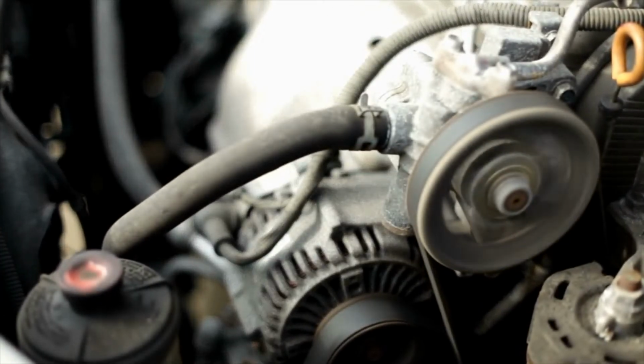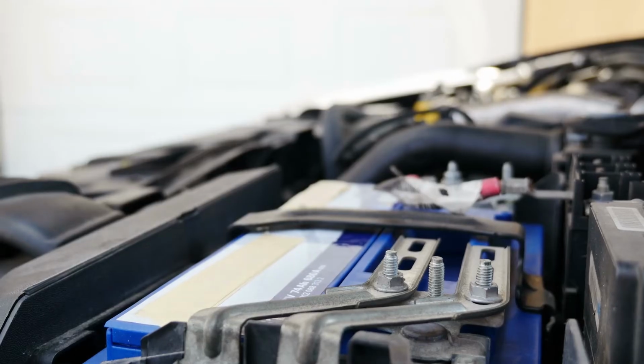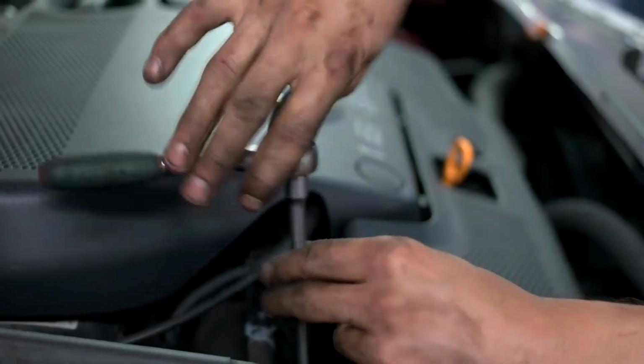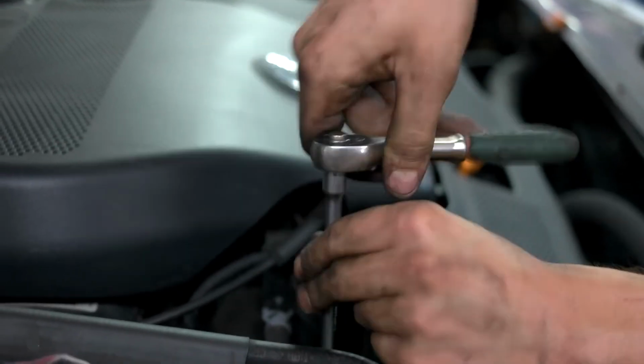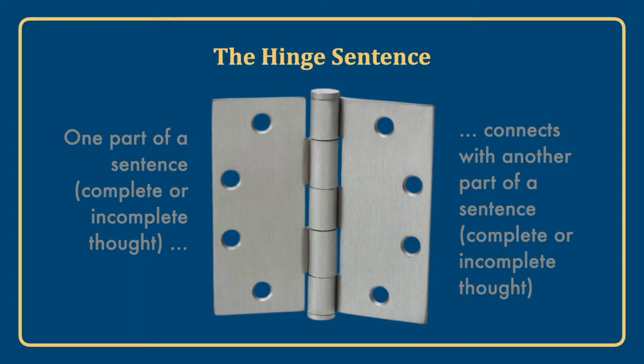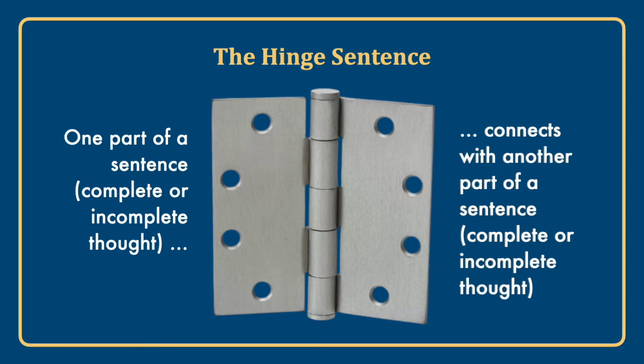Sometimes we need to explore complicated ideas and relationships. We need to relate two or more ideas. We need to show how things come together. We need to point out tensions and contradictions. Hence, the hinge sentence. In a hinge sentence, one part of the sentence, complete or incomplete, connects with another part of the sentence, complete or incomplete.